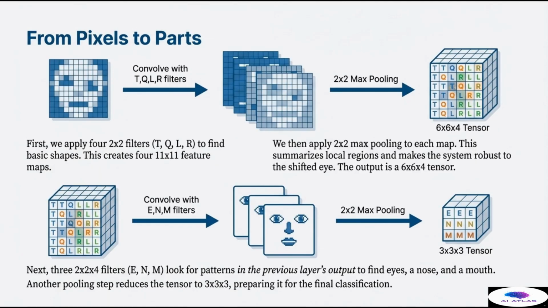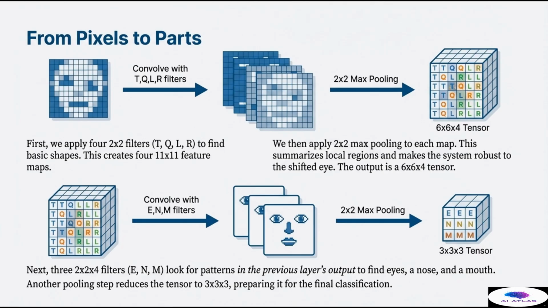Starting with the 12x12 input image of the face mask, Layer 1 begins the process of transforming pixels into basic shapes. We apply four 2x2 filters, T, Q, L, and R, which represent basic primitives. The convolutional sweep creates four separate 11x11 feature maps. Immediately following convolution, we apply a crucial step, 2x2 max pooling. This downsamples each feature map, summarizing local regions and creating translational invariance. The output of Layer 1 is now a 6x6x4 tensor, where the four channels represent the locations of the T, Q, L, and R shapes. The pooling step makes the system robust to minor shifts, like a slightly shifted eye.